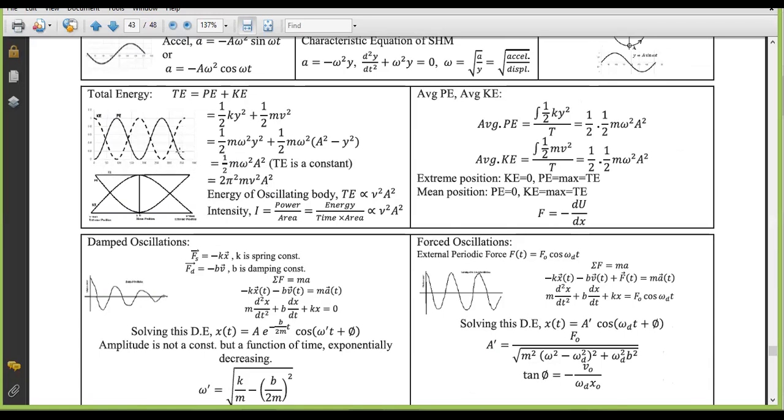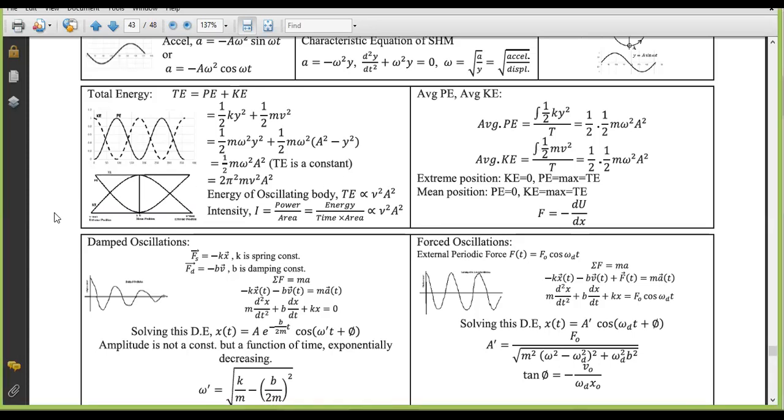And then if you write it in terms of sine omega t or cos omega t, you'll be getting this curve like this. This is your average kinetic and average potential.